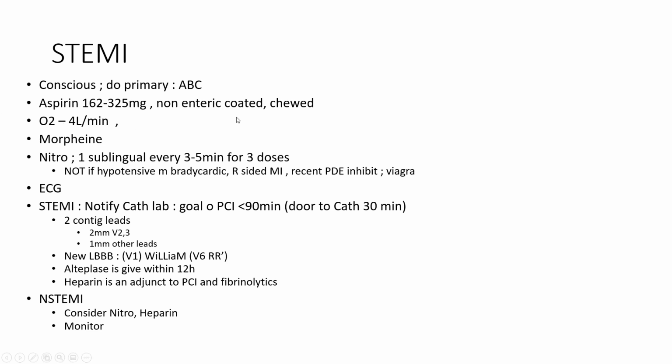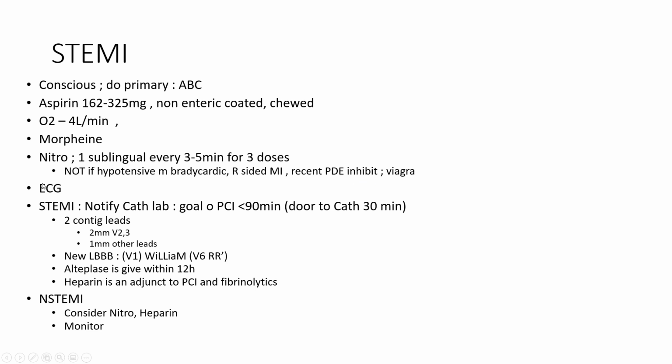And morphine, if you remember the MONA algorithm, M is morphine, O is oxygen, N is nitrates, and A is aspirin. But remember, A is the most important. Aspirin is number 1 in STEMI, okay? Nitro, you give 1 sublingual every 3 to 5 minutes for a max of 3 doses. You don't give nitro if the person is hypotensive, bradycardic, or if they show signs of a right-sided MI, or a recent use of a phosphodiesterase inhibitor like, for example, Viagra.